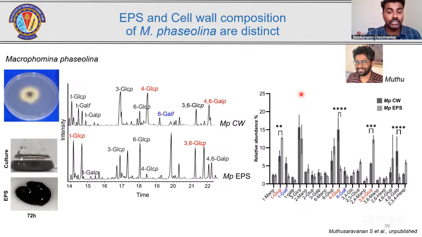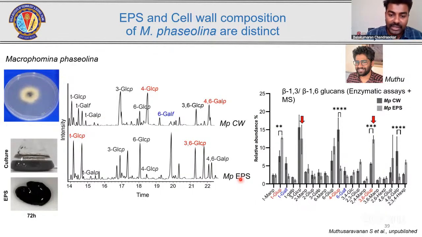It was very interesting to see that the glycan profiles, the sugar profiles, of the cell wall and EPS were completely different, highly distinct, and also distinct from the beneficial fungi I have shown you before. And the interesting thing is that, again like beneficial fungi, we saw a very high concentration of 3,6-linked glucoses in the EPS matrix of Macrophomina phaseolina. This indicates that the EPS matrix has a very high amount of beta-1,3;1,6 glucans. We have done enzymatic assays and mass spectrometry to prove that beta-1,3;1,6 glucans are present in Macrophomina phaseolina.